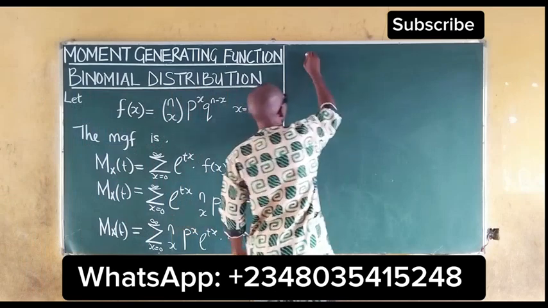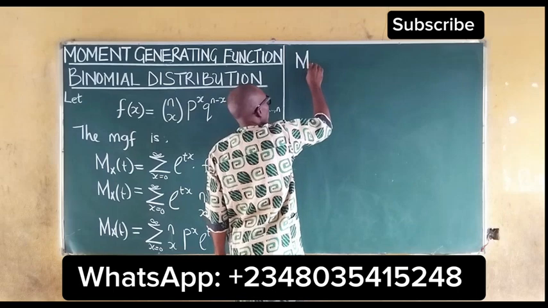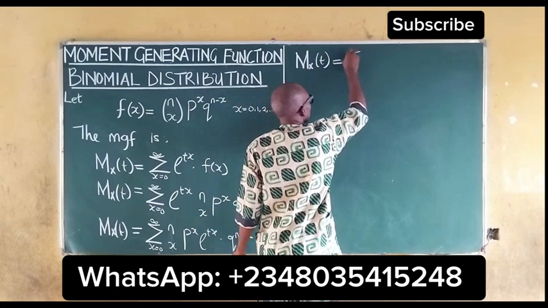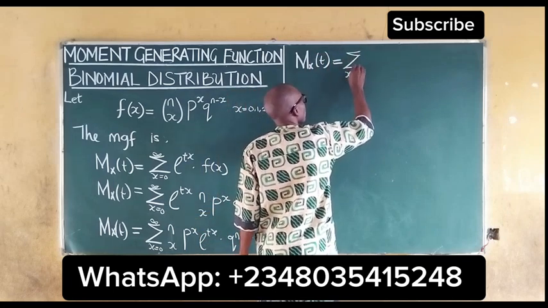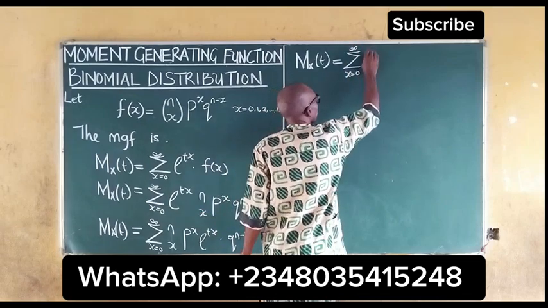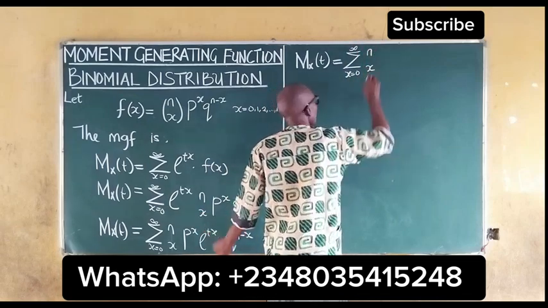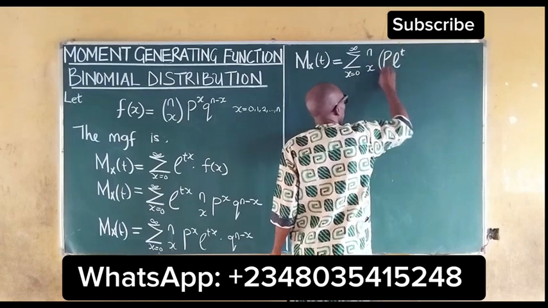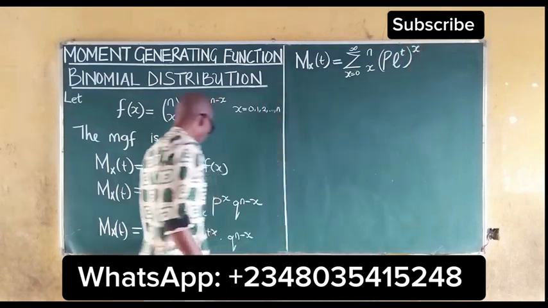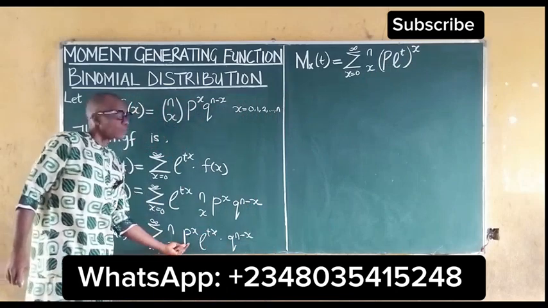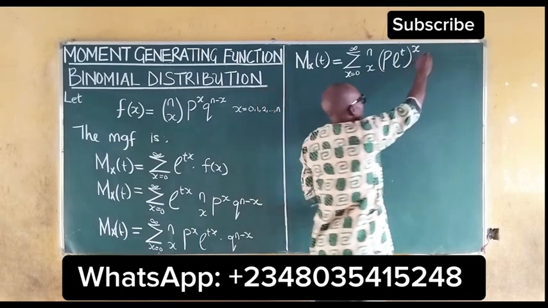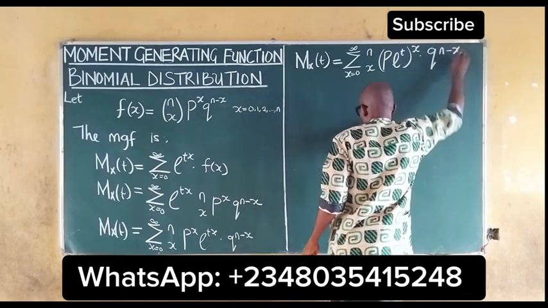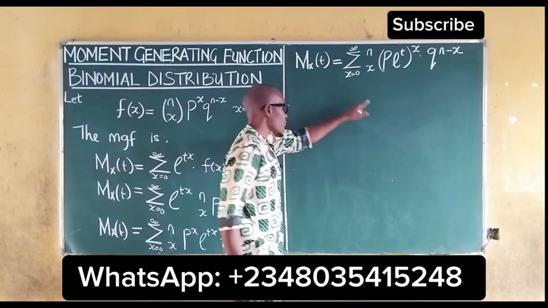Combining them, our moment generating function is equal to the summation as x ranging from 0 to infinity. We have n choose x, which is our binomial coefficient, then we have (p e^t), and we bring down the x because the x and x here are common, so we bring this x down to this place, multiplied by q^(n-x). So this is what we have.